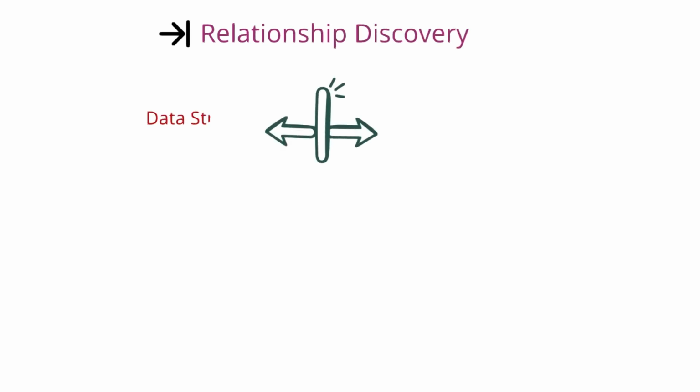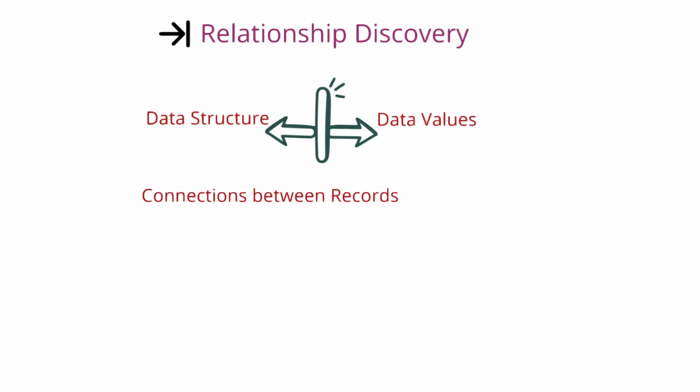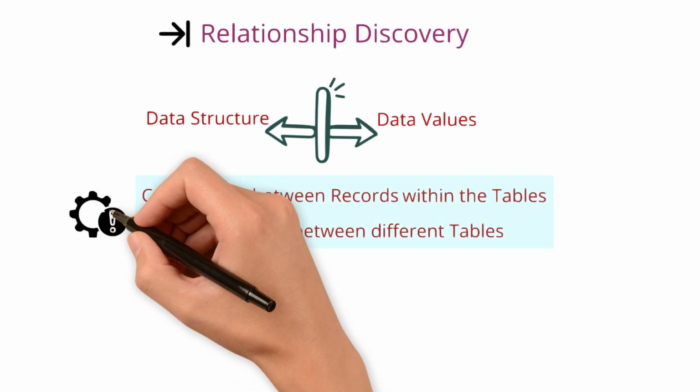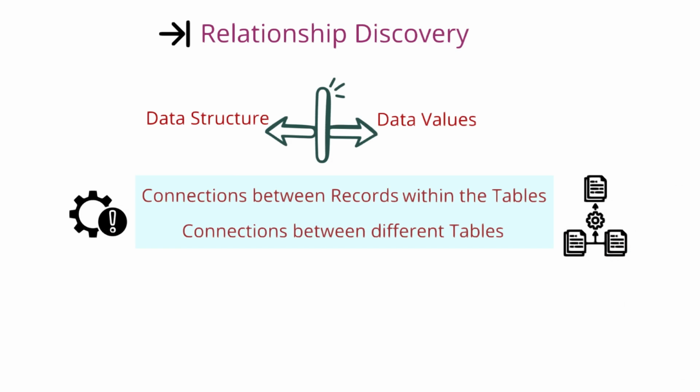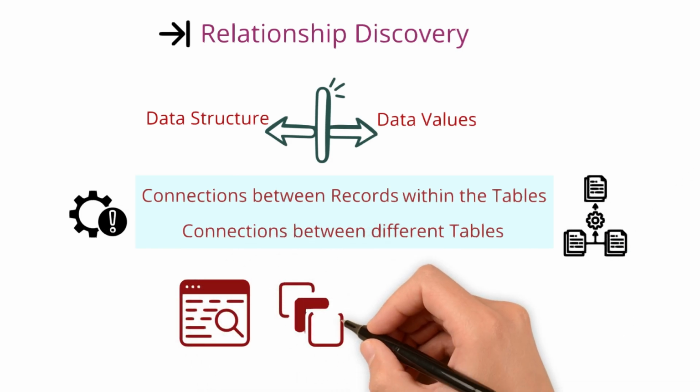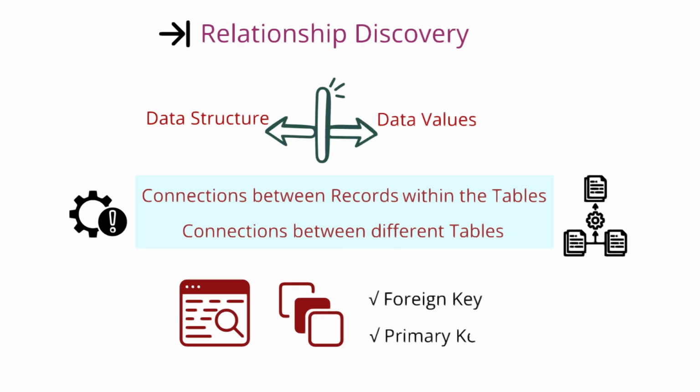Last but not the least, relationship discovery. It takes us beyond the data structure and the data values to explore the connections between records within the table, as well as connections between different tables. These connections are critical for maintaining data integrity. They include references within a table and relationships between the tables, like foreign key and primary key relations.